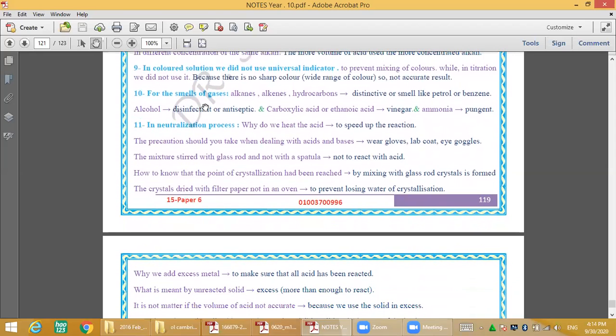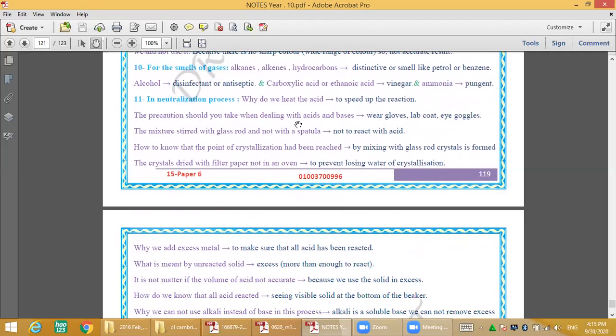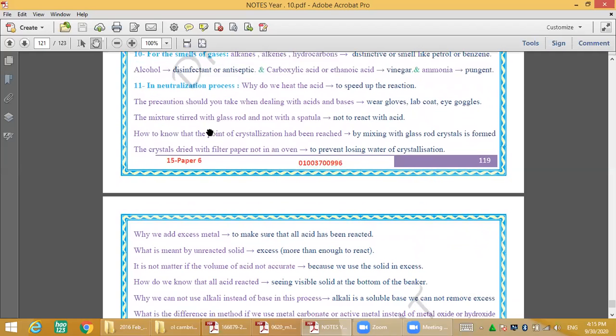For the smells: for alkane, alkene, hydrocarbon, disinfectant smell or smell like petrol. For alcohol, disinfectant smell or antiseptic smell. For carboxylic acid or ethanoic acid, smell like vinegar. For ammonia, pungent smell. In neutralization process, we are heating the acid to speed up the reaction. For the precautions you should take when dealing with acid and base: wearing gloves, lab coat, and eye goggles. And the mixture is stirred with a glass rod and not with a spatula, which would react with the acid.